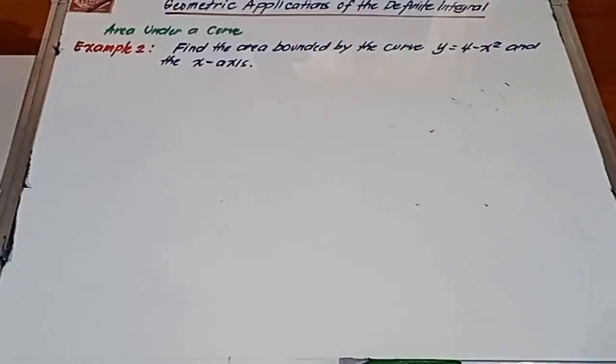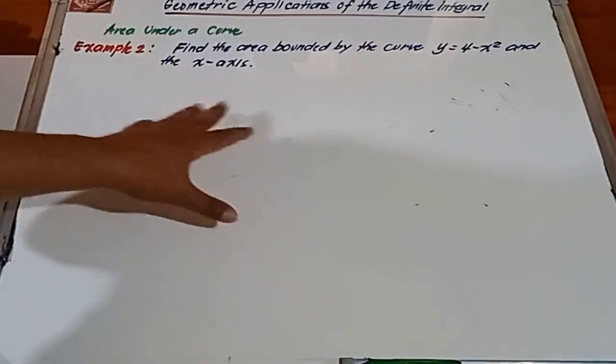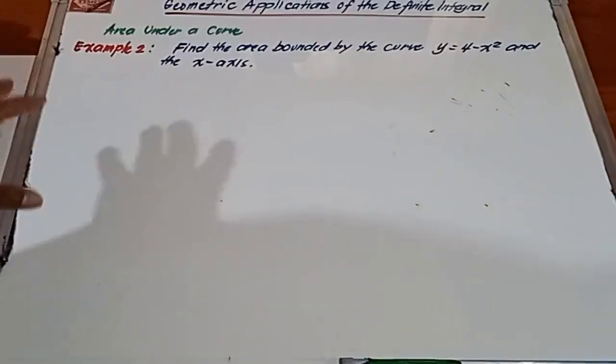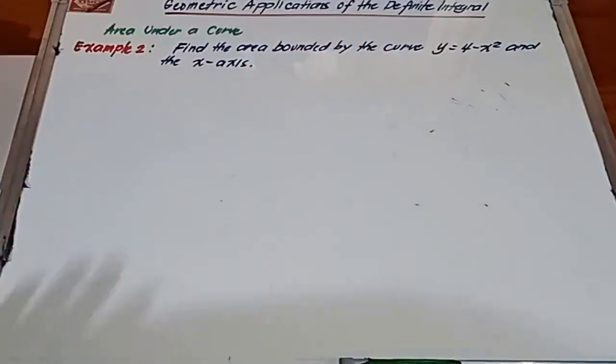Okay, so this is my second example for our topic, geometric applications of the definite integral under the subtopic about area under curve. It says, find the area bounded by the curve y equals 4 minus x squared and the x-axis. So dito sa ating second example, hindi given yung interval of x nung area na kukunin natin, but given yung boundaries niya. Boundaries niya yung curve at saka yung x-axis.